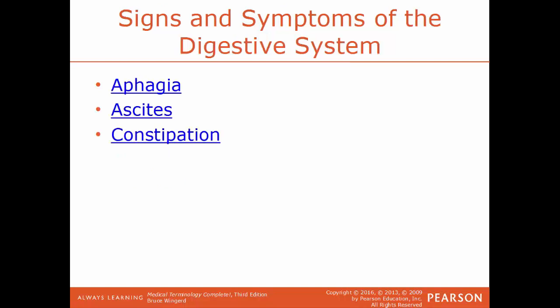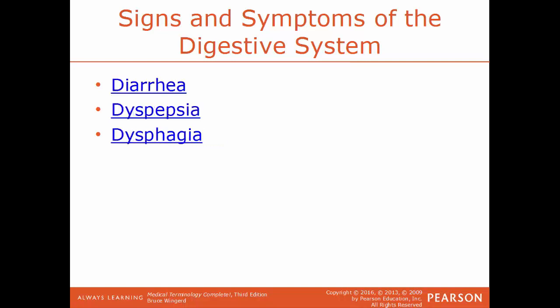All right, now we'll talk about some specific signs and symptoms of the system. Our first term, aphasia. This means the inability to swallow. Our next term, ascites, is a reference to the buildup of fluid within the peritoneal cavity, which will cause abdominal swelling. Constipation. This is where there's a difficulty in evacuating the bowel.